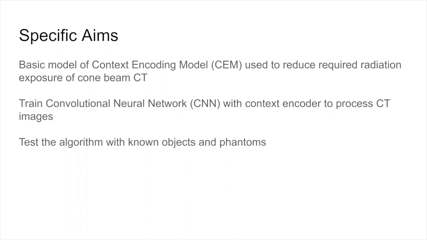Therefore, our specific aims are to create a basic model, including this context encoding module, to reduce the required radiation exposure. Then we will train a convolutional neural network with the context encoder to process these CT images, and then we will test the algorithm with known objects and phantoms.